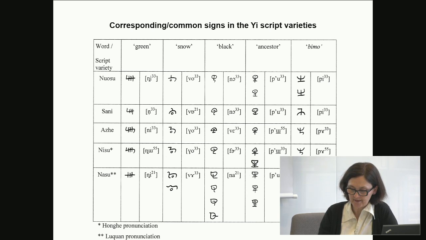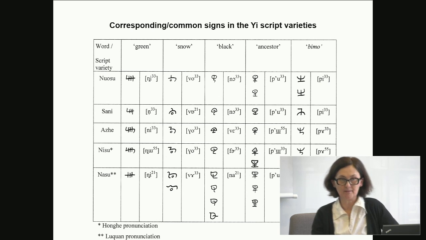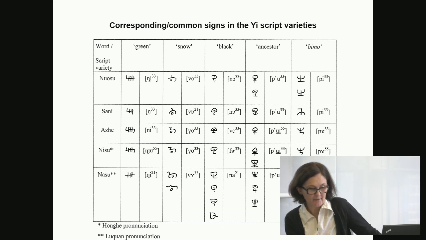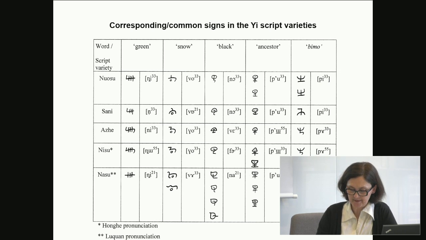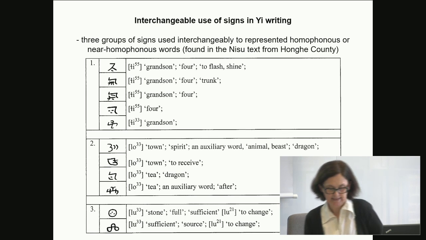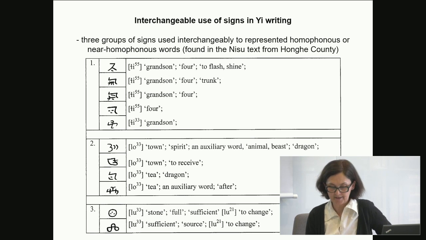However, it is important to notice that the writing system obviously is not a pure syllabic system, because in some cases the graphs are used according to the meaning represented by a morpheme. In particular script varieties, the number of graphs exceeds the number of possible syllables, so one syllable may have several graphic representations. A common feature is an interchangeable use of graphs. So not only is one graph used to write down several homophones, but also several homophones could be represented interchangeably by several graphs within one text.